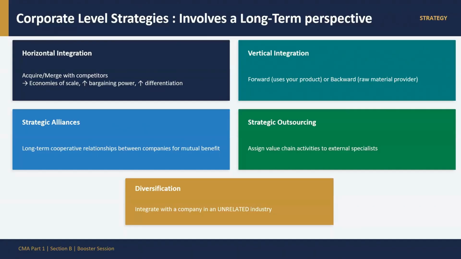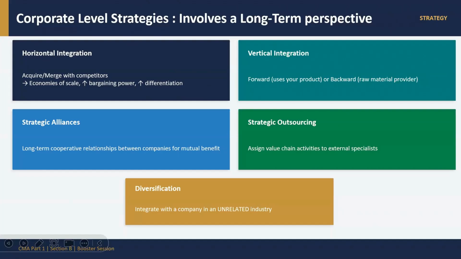Then comes diversification. Diversification means integrating with a company in an unrelated industry. So Tata Industries can be an example. Reliance can be an example. They'll have their brand, they'll have their entry, they'll have their products in various unrelated industries. That is diversification. So these are the 5 main corporate level strategies that we come across.